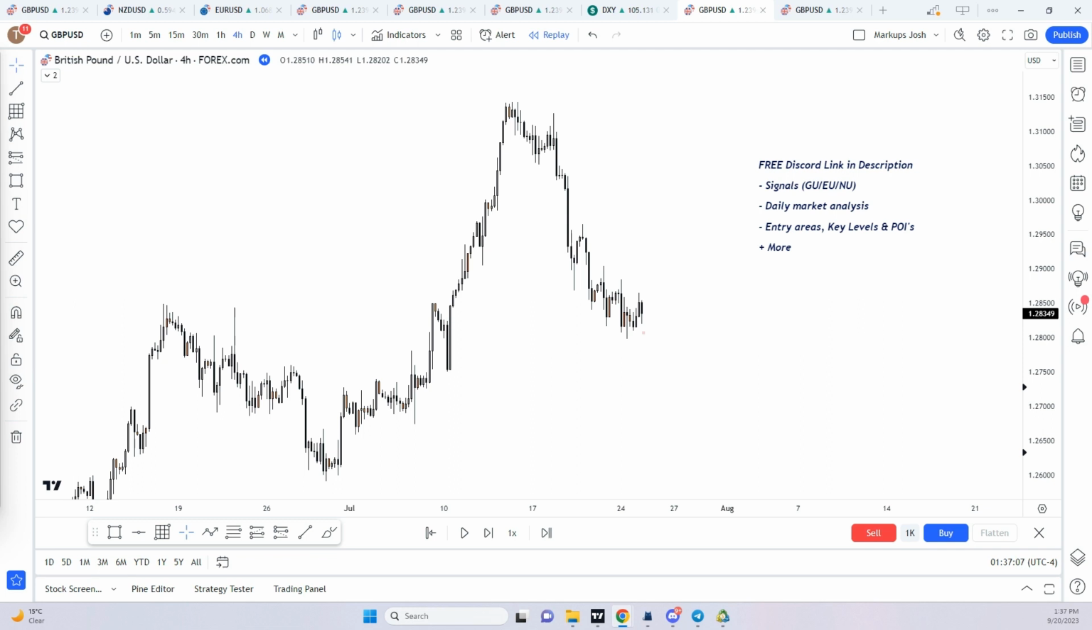Today we're going to be going over some price action on GBP USD, some lovely buy positions that occurred in July.